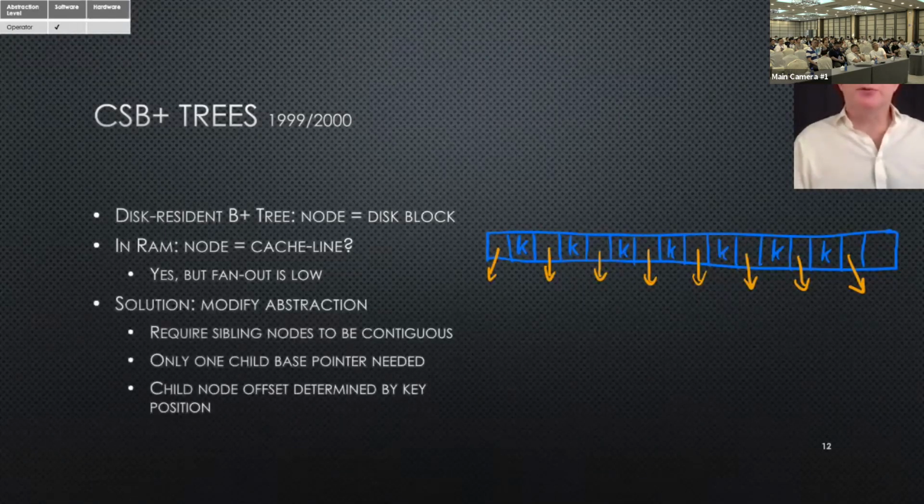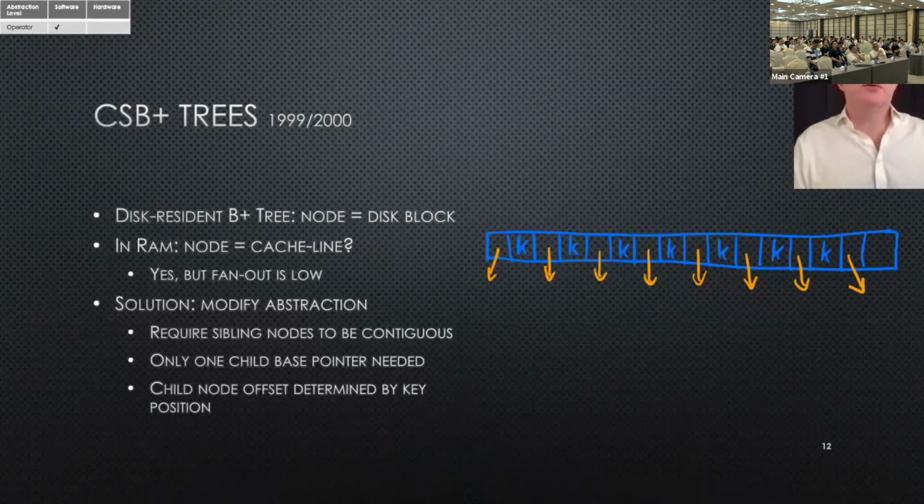So how do we improve on it? Well, we modify this abstraction. We're going to require that sibling nodes be contiguous in memory. This is not part of the original B plus tree definition. In the original B plus tree, every node could be placed arbitrarily in memory.